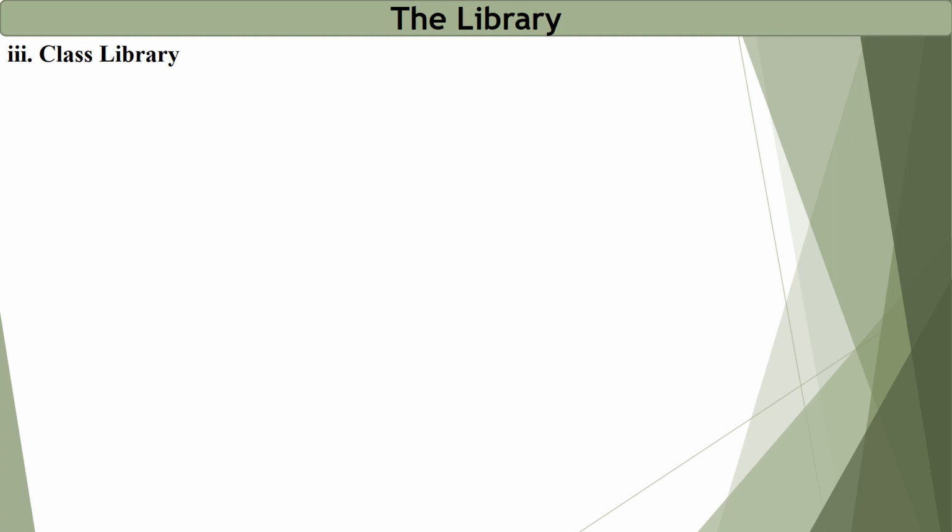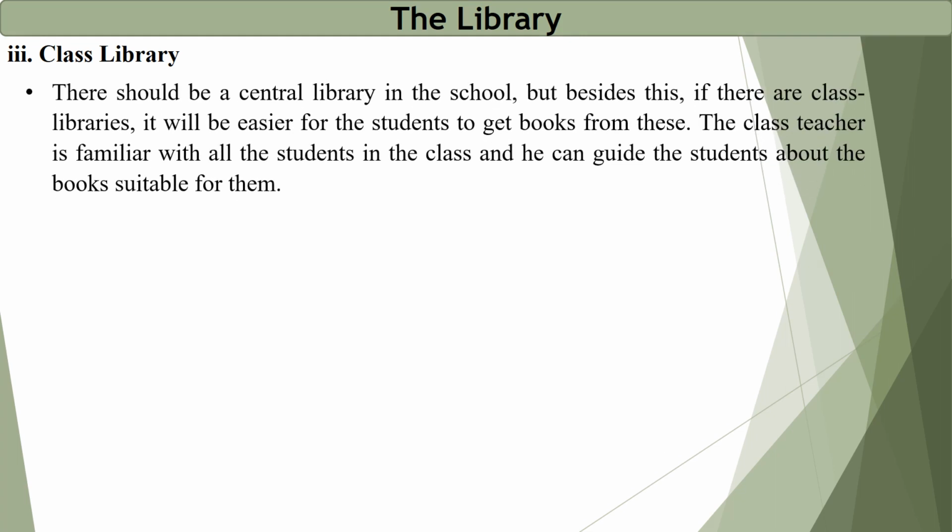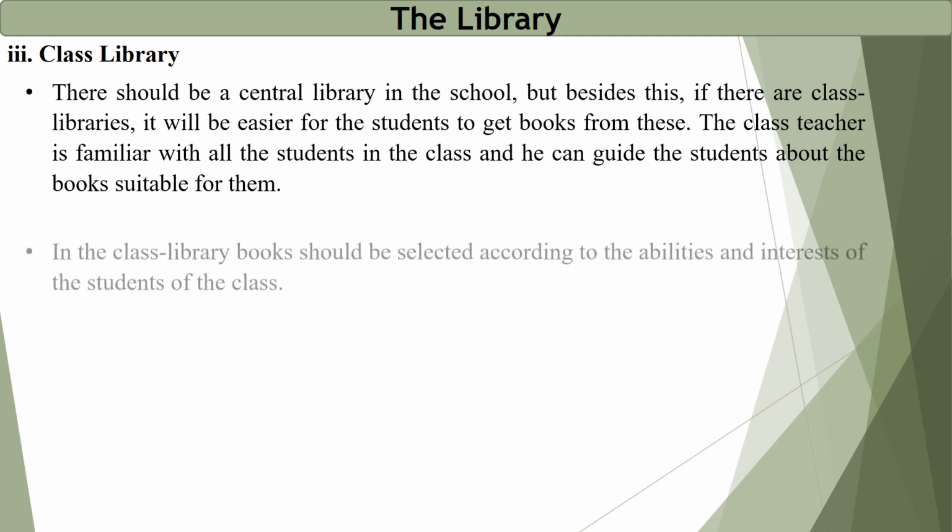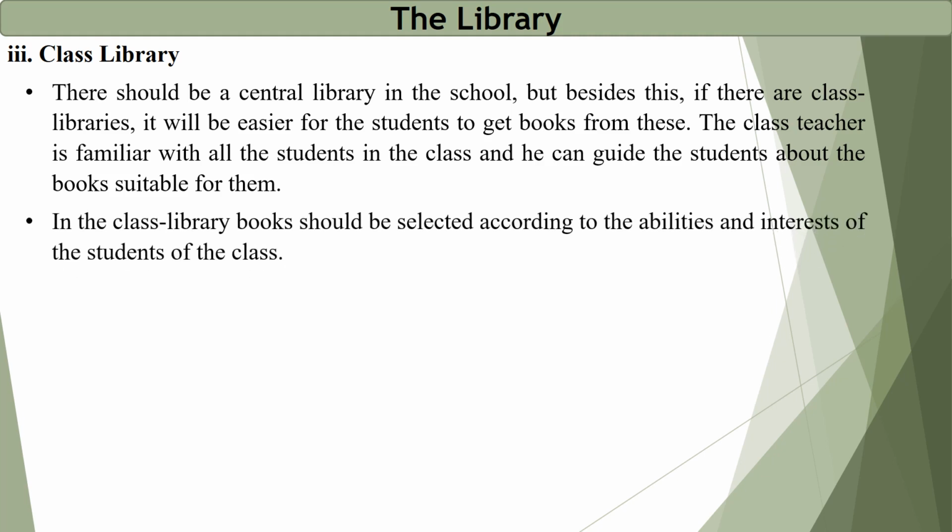Now there is something about the class library. There should be a central library in the schools, but besides this, if there are class libraries, it will be easier for the students to get books from these. The class teacher is familiar with all the students in the class and he can guide the students about the books suitable for them. In the class library, books should be selected according to the abilities and interests of the students of the class.